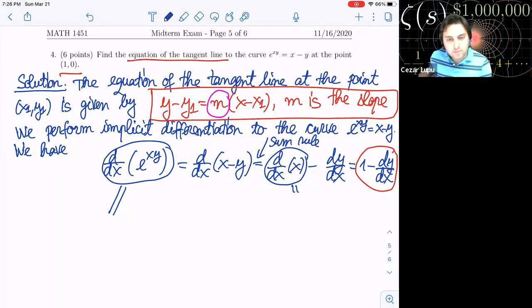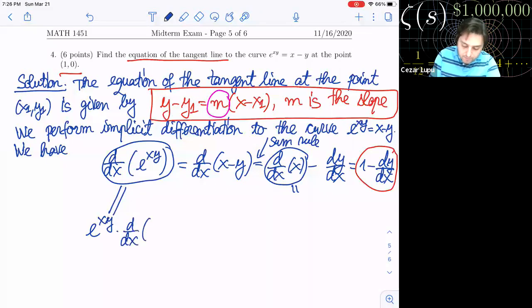Let's see. Brian says chain rule and then product rule. Correct, exactly. So what do we have? This guy is e to the power xy times the derivative d over dx of xy. So here we use the chain rule.